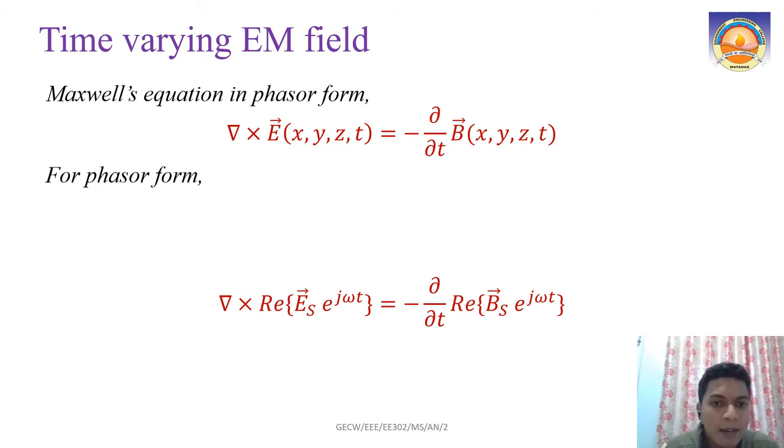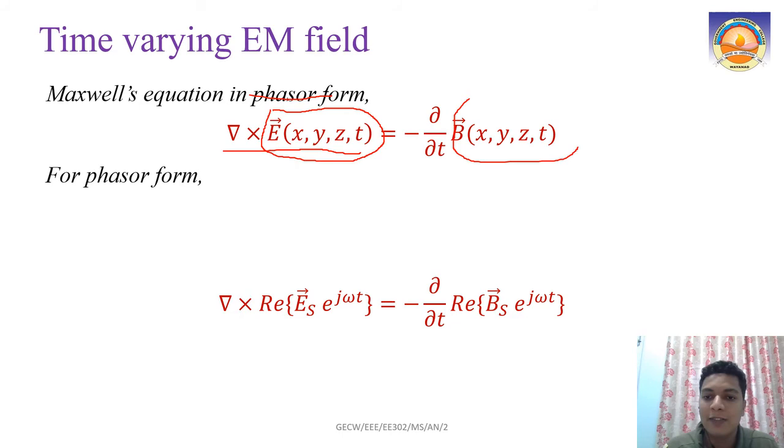First, I am writing the Maxwell's equation in the normal form only. Del cross E of the vector. This is not in phasor form. Our vector is a function of the space as well as time variables, x, y, z and t. So here B is written as B of x, y, z, t.